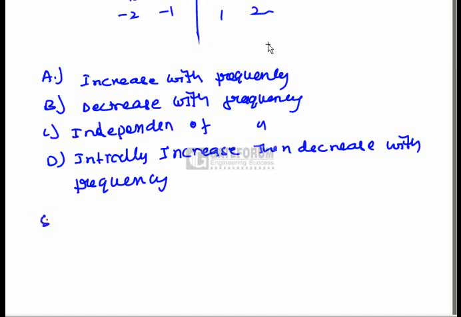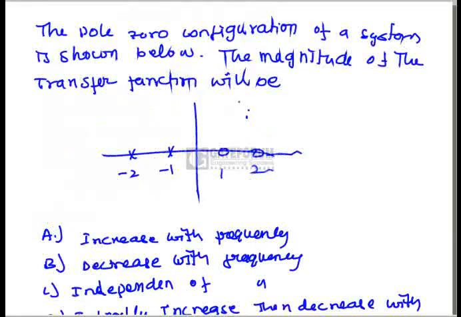Question is, the pole zero configuration of a system is shown below. The magnitude of the transfer function will be. So here he is asking for a pole zero plot is given here. So simply, here he is asking, what is the magnitude of the system with respect to frequency.